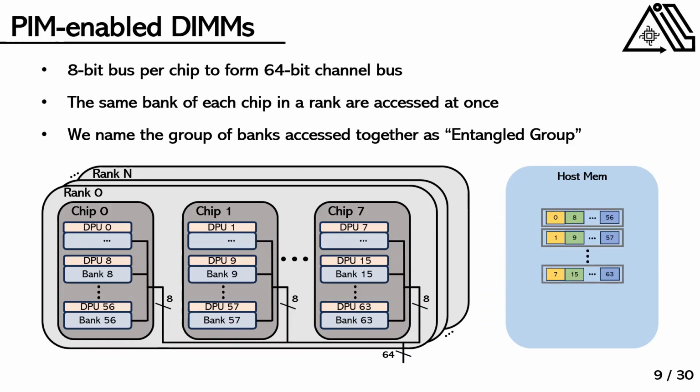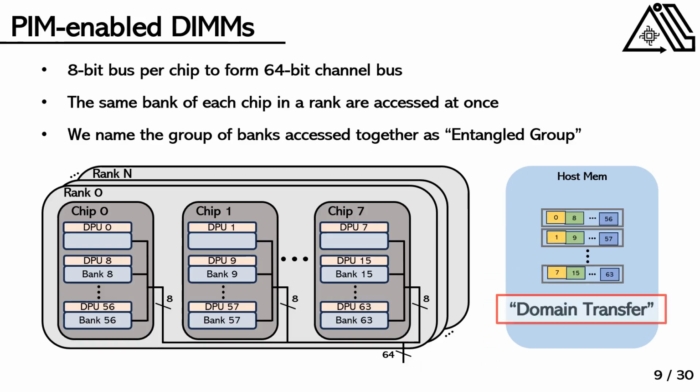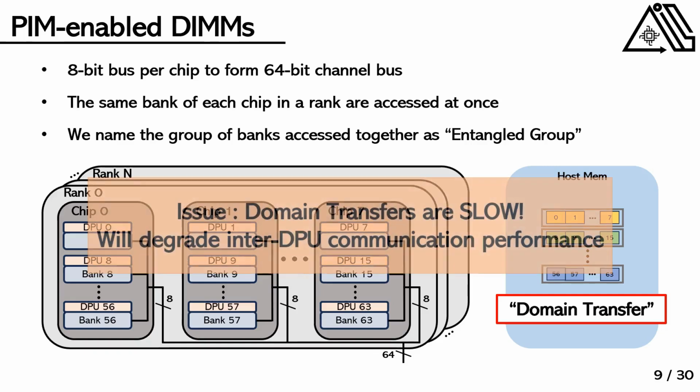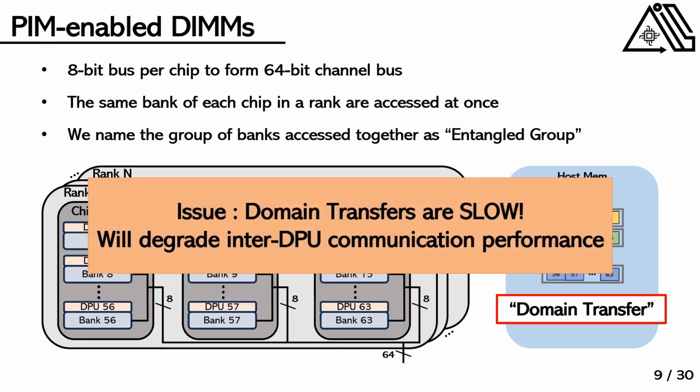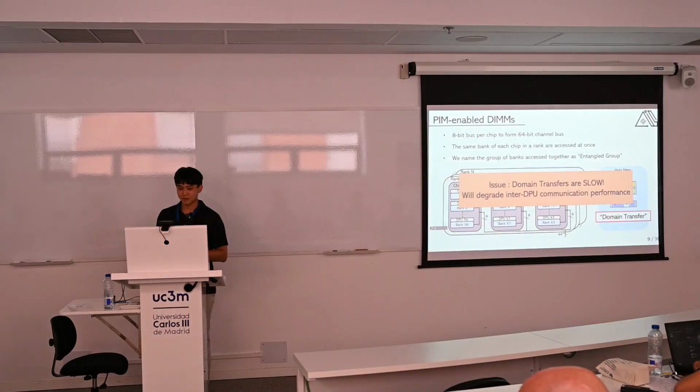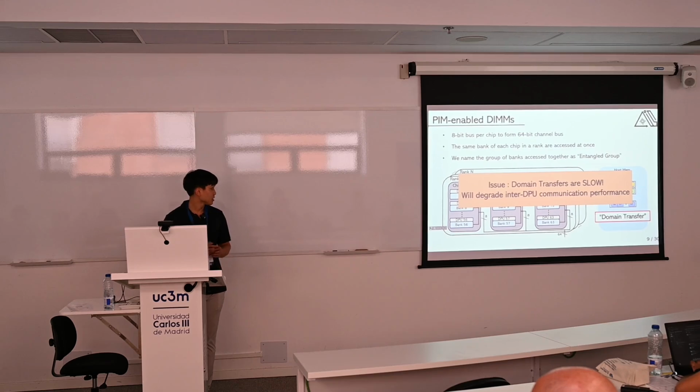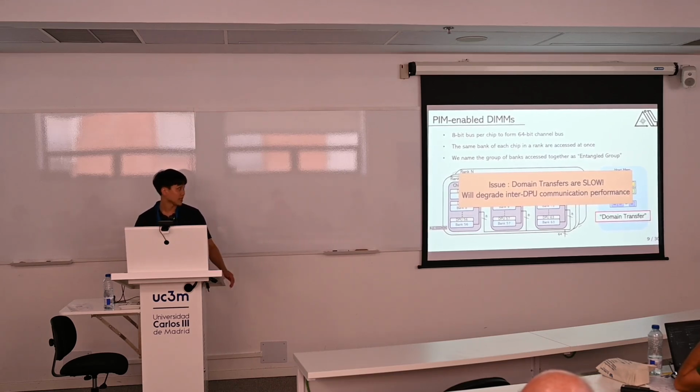To fix this, a reordering of data in a transpose-like way is essential, and we refer to this as domain transfers. Now, the issue with domain transfers is that they are extremely slow, as they tend to put an extra burden on the host CPU. Now, UPMEM did a terrific job of accelerating them by implementing them using AVX SIMD instructions, but they are still causing a lot of overhead. This becomes a problem as inter-DPU communication requires domain transfers to modulate data.